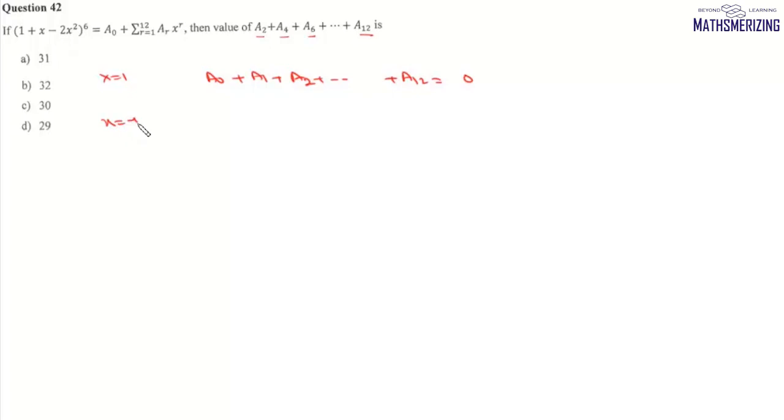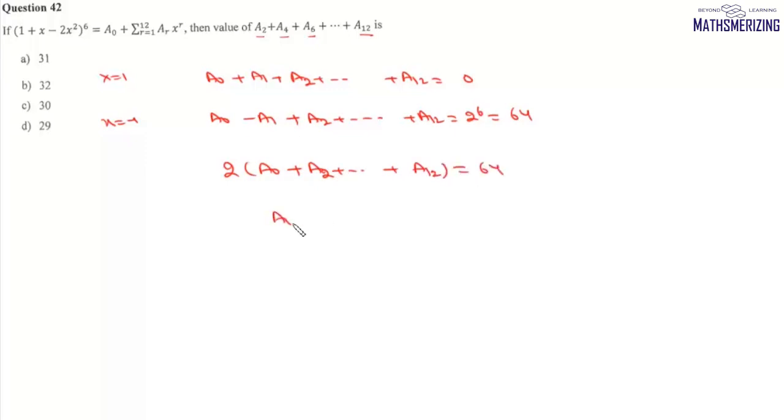Now if we put x as minus 1, then we can write a naught minus a1 plus a2 and so on, plus a12. In that case, it will be simply 2 to the power 6, and 2 to the power 6 is 64. Now we'll add them. If we add them, we get 2 times (a naught plus a2 plus ... plus a12), and this is 64. So that is a naught plus a2 plus a4 plus ... plus a12, and this is 32.